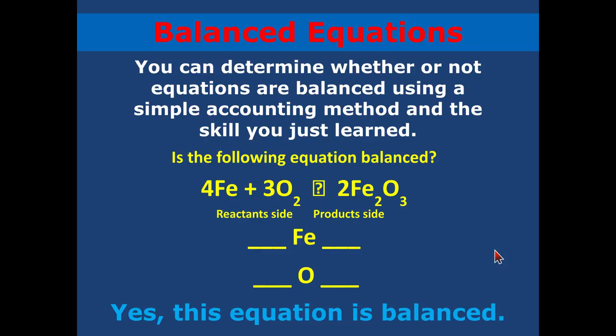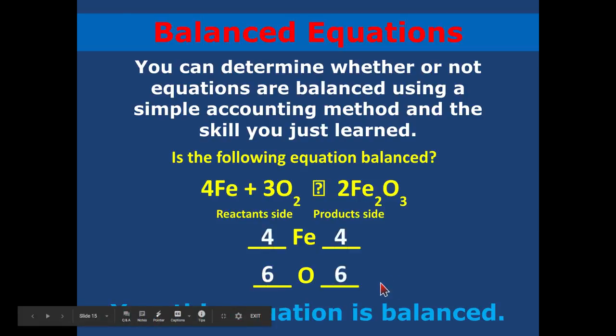You can determine whether or not equations are balanced using the simple accounting method, and the skill you just learned. Is the following equation balanced? Here's what I like to do. I just start from the left and I start T-charting. I got Fe. On the reactant side, I got 4 Fe's. On the product side, I have 2 times 2 is 4 Fe's. Perfect. And then I have 3 O2's, so that would be 6. And then this 2 multiplies to the O as well, so 3 times 2 is 6. So yes, the equation is balanced. 6 and 6, both on the reactant side and the product side.